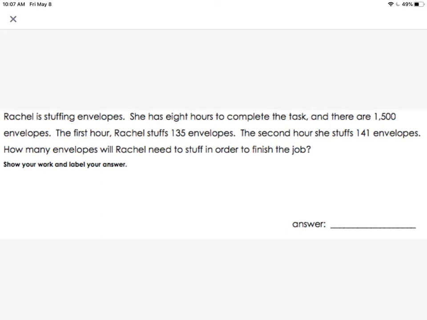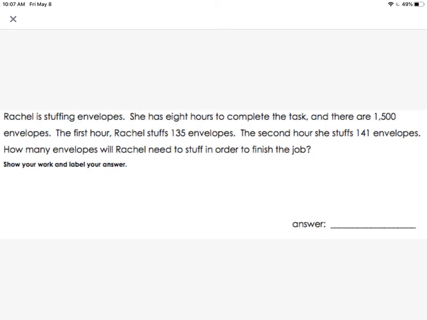We're going to take a look at word problem episode J. Rachel is stuffing envelopes. She has 8 hours to complete the task, and there are 1,500 envelopes. The first hour, Rachel stuffs 135 envelopes. The second hour, she stuffs 141 envelopes. How many envelopes will Rachel need to stuff in order to finish the job?